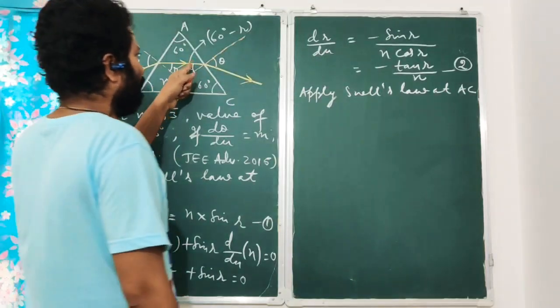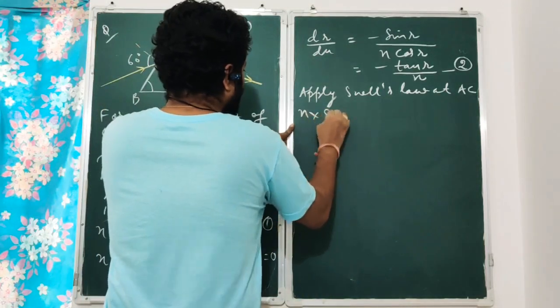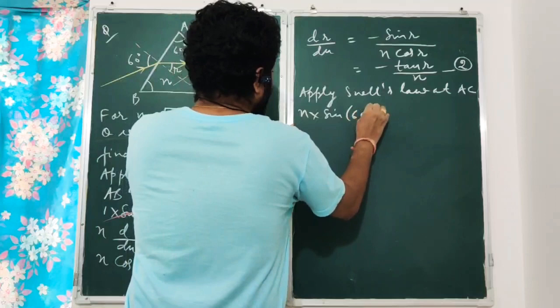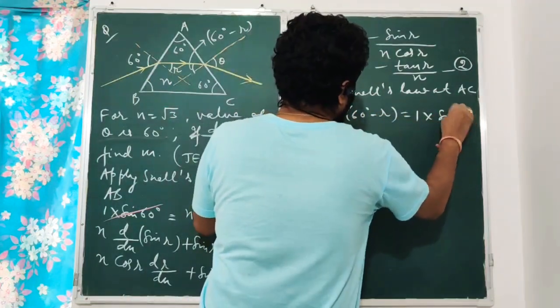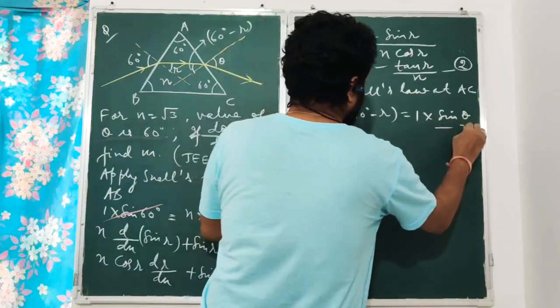So what can you write? n into sine of the angle of incidence, which here is 60 degrees minus r, and that should be equal to 1 into sine of theta. So this is the third equation.